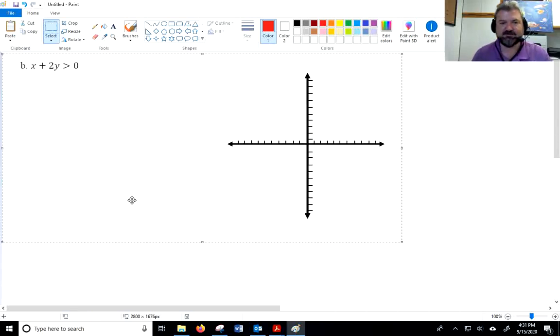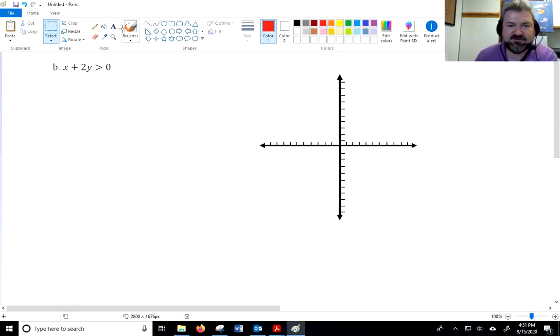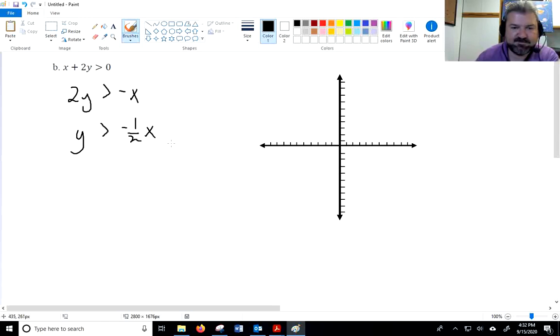Okay, let's try another one. X plus 2y is greater than 0. And this one here, I definitely want to solve for y because standard form equal to 0 is not too easy to graph. So we'll say 2y is greater than a -x. And I'll just divide by 2. Like so. So it's y is greater than -1/2 x.